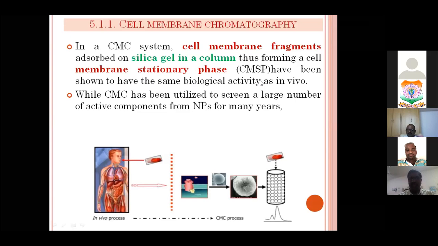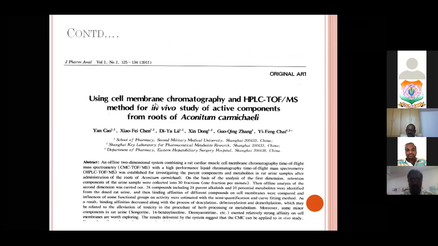So it has the same biological activity as in vivo. Then the targets will adsorb the active constituents, and they use HPLC analysis. This is cell membrane chromatography. One example I can give you is a 2011 research paper, again published by Chinese researchers. With Aconitum carmichaelii, they used HPLC cell membrane chromatography in order to identify the active constituents with this technology.